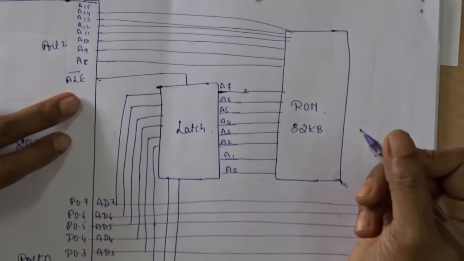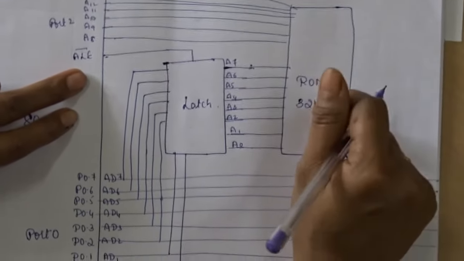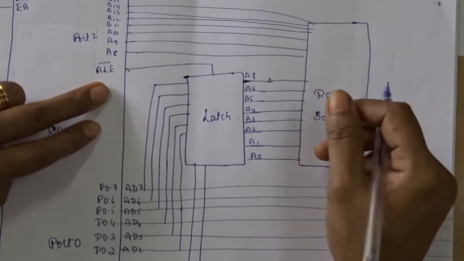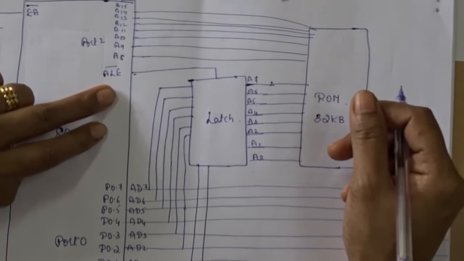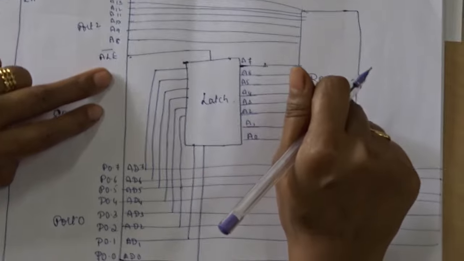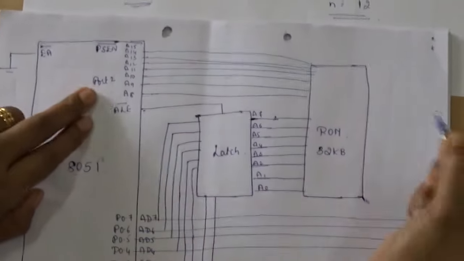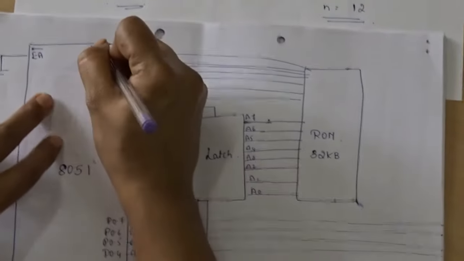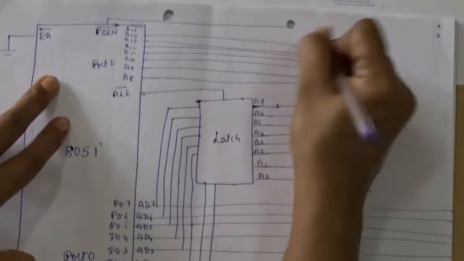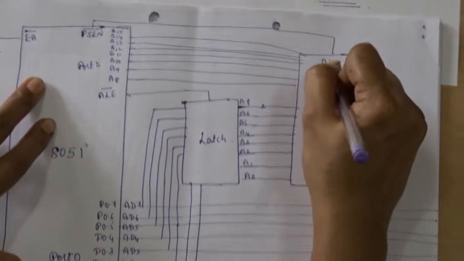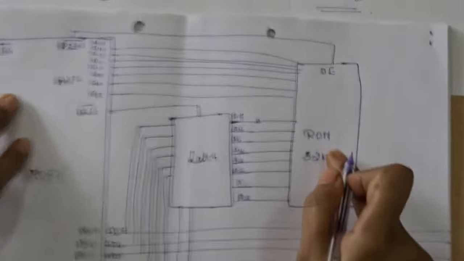Address lines are connected. Now in ROM we cannot write anything. We can just read. So how to enable the read operation? For that we need to connect PSEN, that is program store enable pin of the microcontroller. This has to be connected to output enable pin of the ROM so that the chip gets enabled.